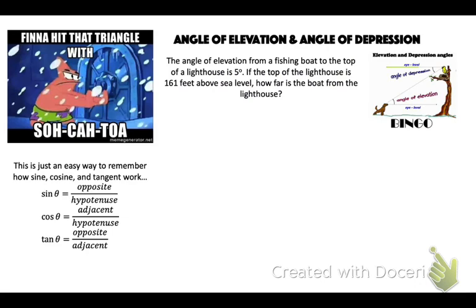So the angle of elevation from a fishing boat to the top of a lighthouse is 5 degrees. If the top of the lighthouse is 161 feet above sea level, how far is the boat from the lighthouse? Well, let's first visualize what is happening. So we have this boat, and we have this lighthouse, okay? And the angle of elevation from the boat to the lighthouse is 5 degrees. Okay, and the lighthouse is 161 feet above sea level. So we just created a triangle here.